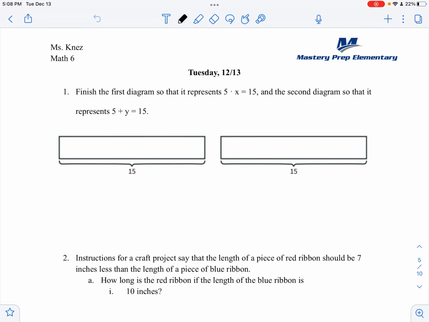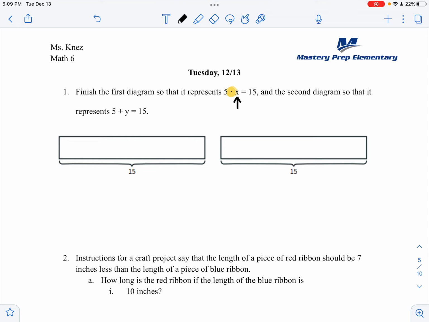Question 1. Finish the first diagram so that it represents 5 times x equals 15, and the second diagram so that it represents 5 plus y equals 15. First, note that the dot between the 5 and the x means multiplication. This is something you'll get used to seeing because we're going to start to use x more often as a variable, or an unknown number.